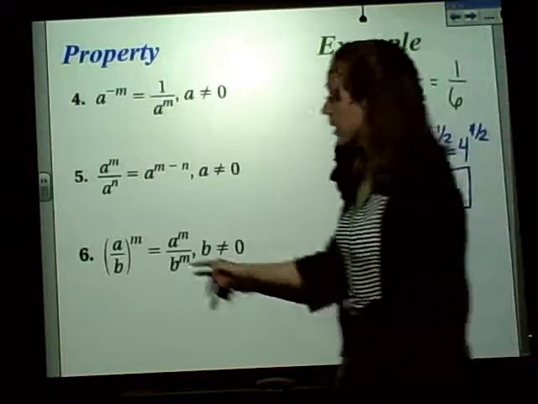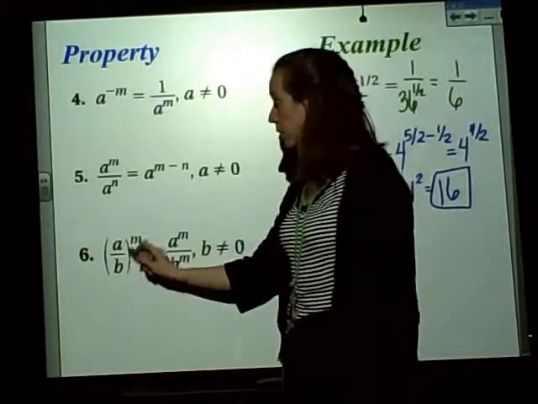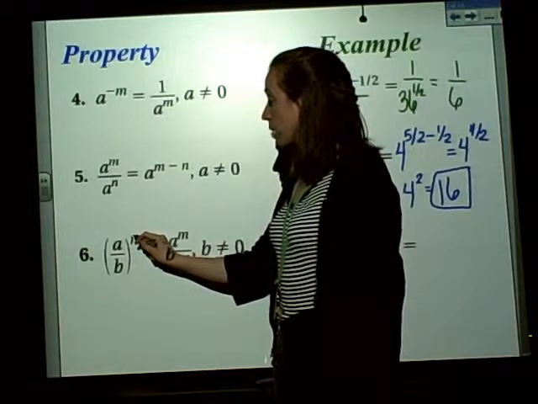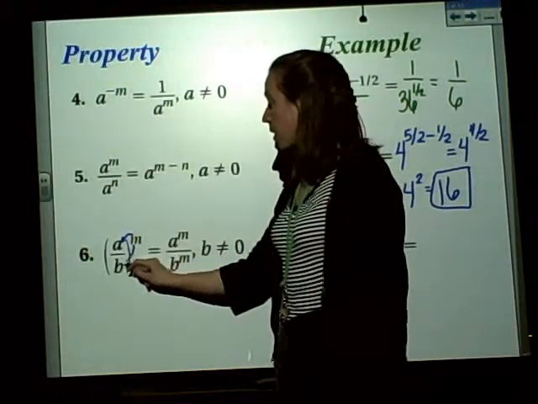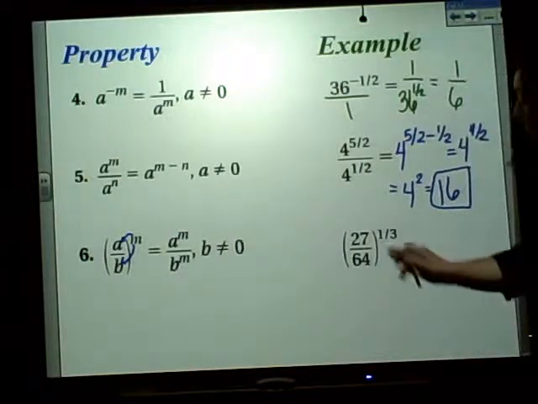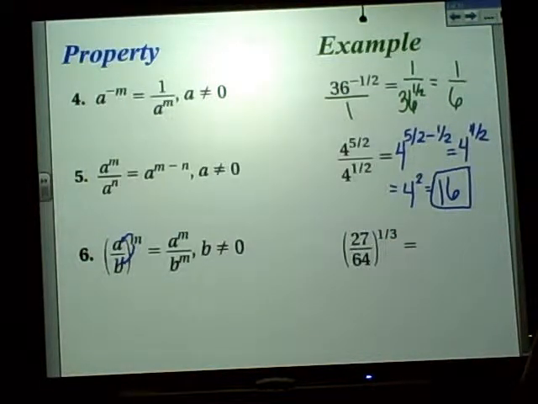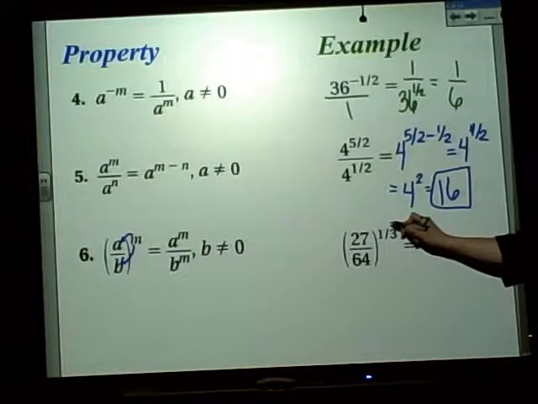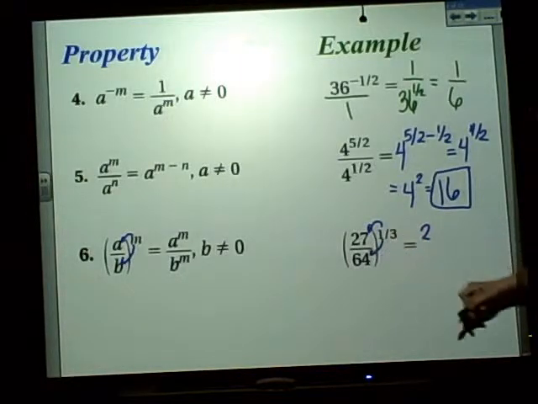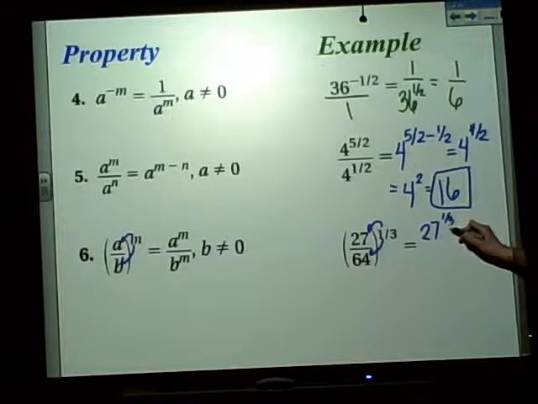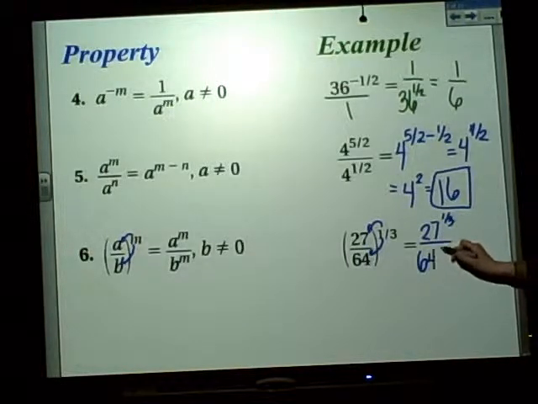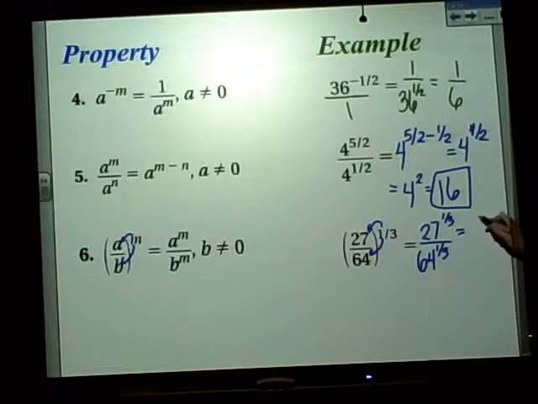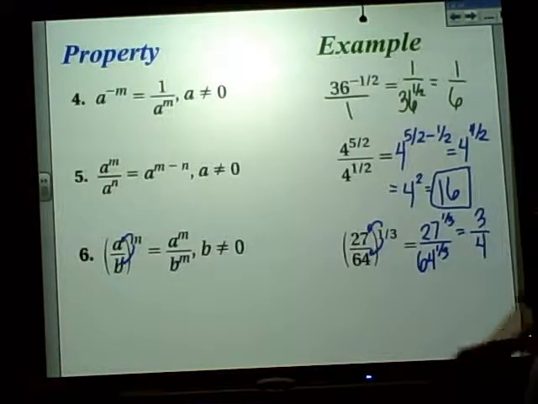My last property says if I am dividing, if I have a fraction raised to an exponent, I'm going to distribute that exponent to the top and to the bottom. 27 over 64 to the 1/3 power is the same, according to my property. I would distribute that exponent. 27 to the 1/3 over 64 to the 1/3, which is just 3/4. These properties are in your book if you want to see them on paper. Otherwise, feel free to watch this again tonight.